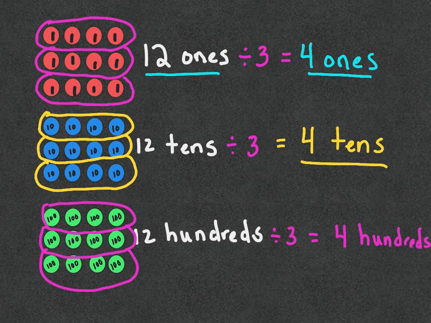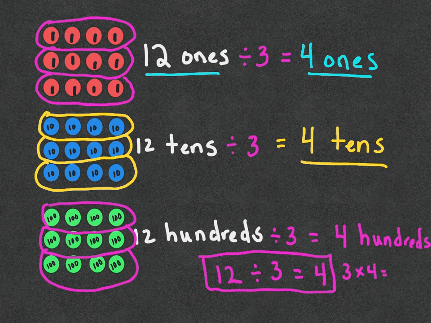Now you notice that if you just know your facts, you can get these right away. Because really this is just saying 12 divided by 3 equals 4. That is a basic fact. 3 times 4 equals 12. If you know those facts, this lesson is not going to give you any trouble at all.